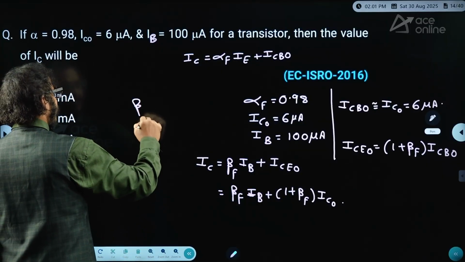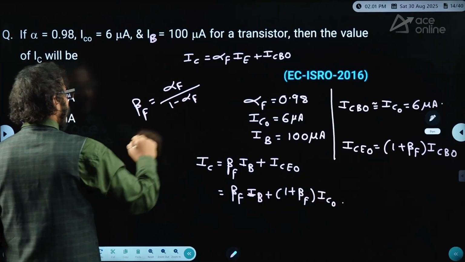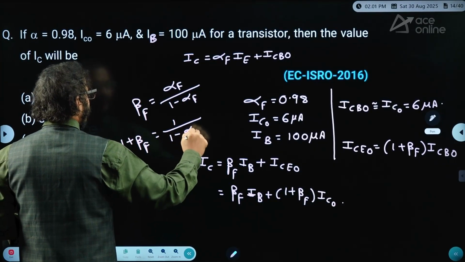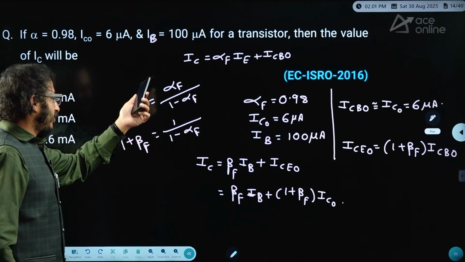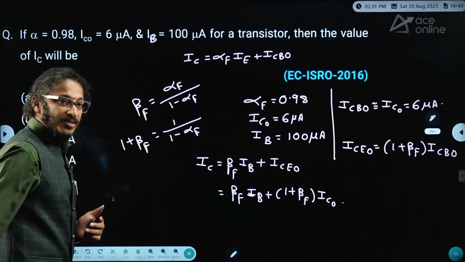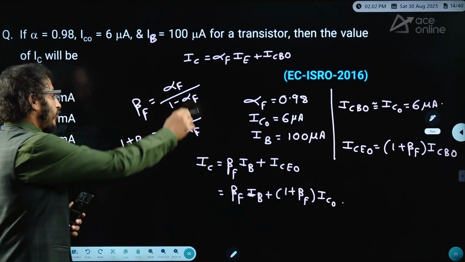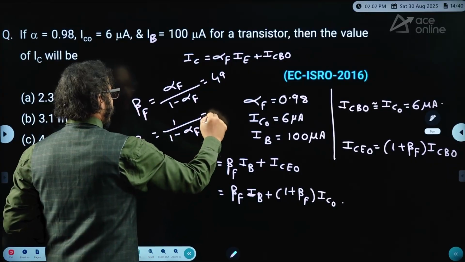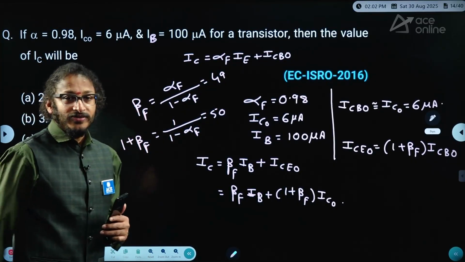What is the relation between beta F and alpha F? Beta F is equal to alpha F by 1 minus alpha F, and 1 plus beta F is nothing but 1 by 1 minus alpha F. That's it. Now substitute the given data, alpha F like 0.98 by 1 minus 0.98, and 1 plus beta F as 1 by 1 minus alpha F. I hope here you're going to get 49. This will be 49, and this will be 50, right? You please substitute there, you're going to get the value for I_C.